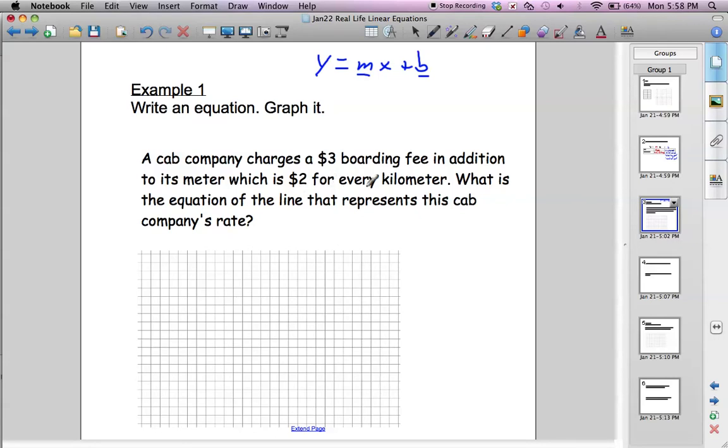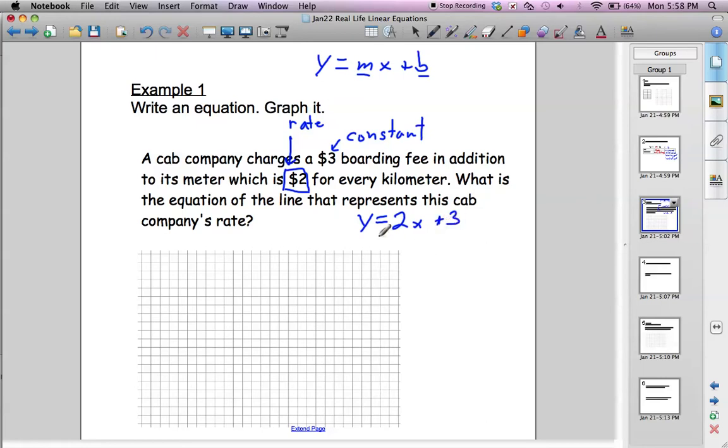The one that's changing here is the $2 for every kilometer. That's a rate. And this one here is constant, the $3 fee. The rate is changing depending on how many kilometers it is. So your equation is going to be of the form y equals $2 for every kilometer plus the initial amount, which is $3.